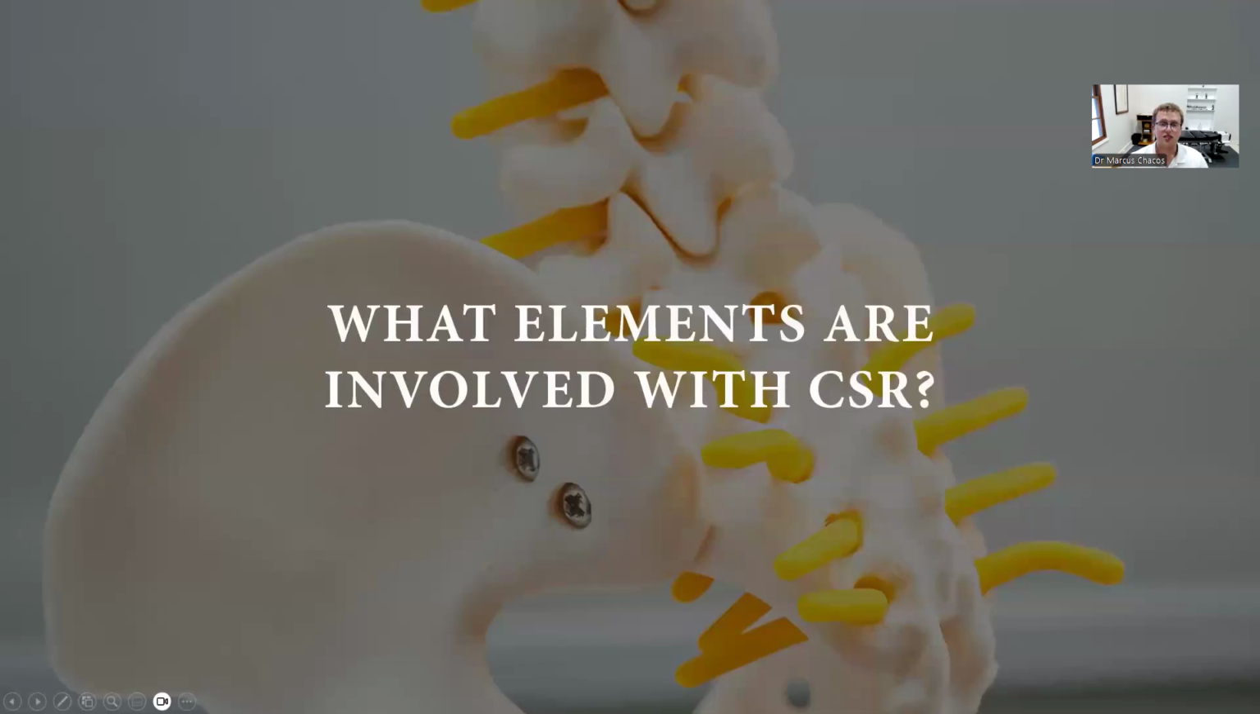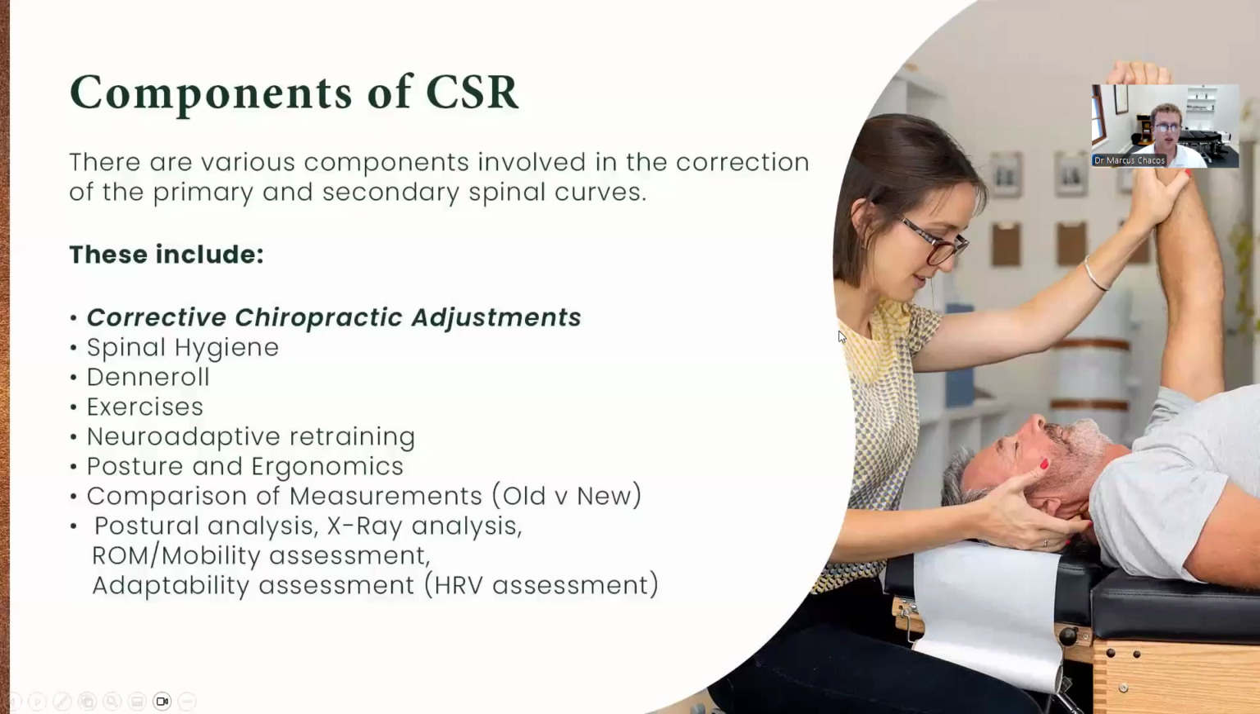What elements are involved in CSR? There are various components involved in the correction of the primary and secondary spinal curves. These include primarily corrective chiropractic adjustments. Then we have spinal hygiene, dental roll, exercises, neuroadaptive retraining, posture and ergonomics, comparison of measurements between old versus new, postural analysis, X-ray analysis, range of motion and mobility assessment, and adaptability assessment as well, which has to do with your heart rate variability assessment.